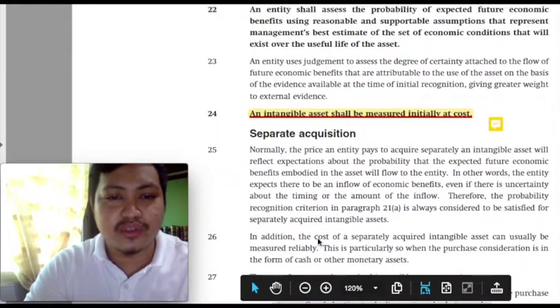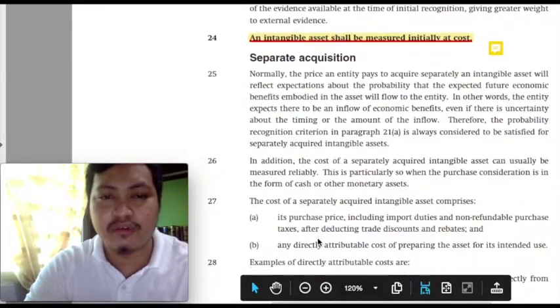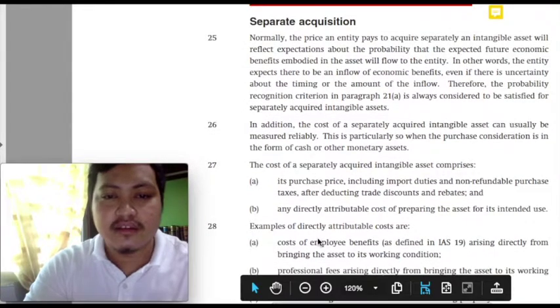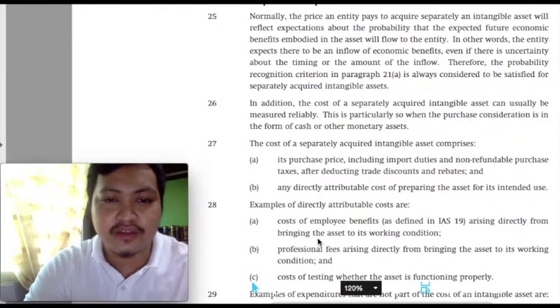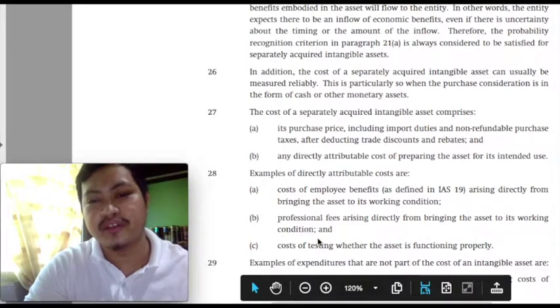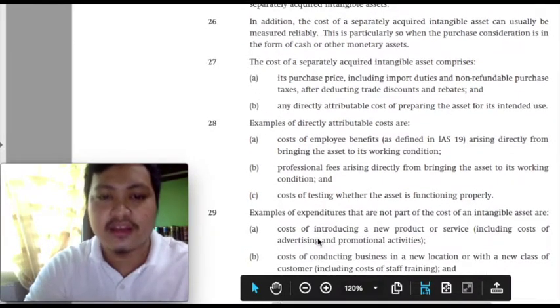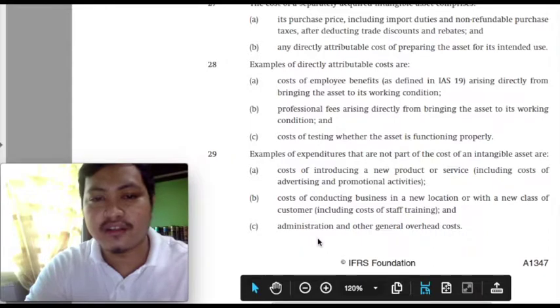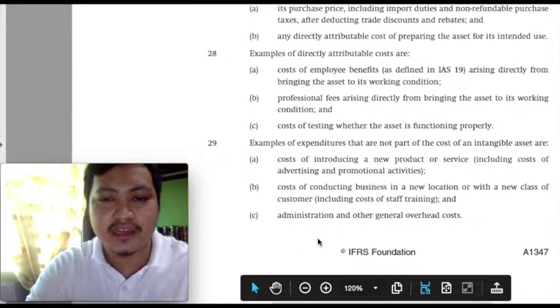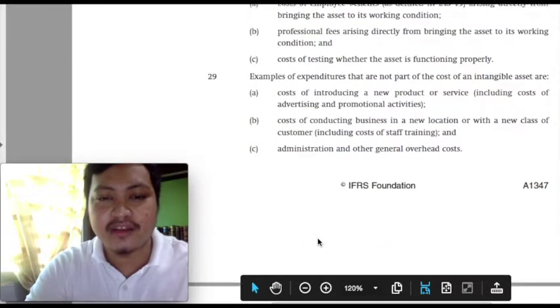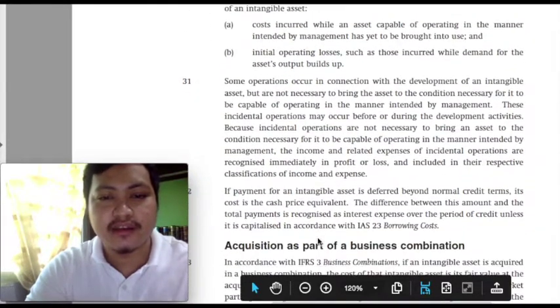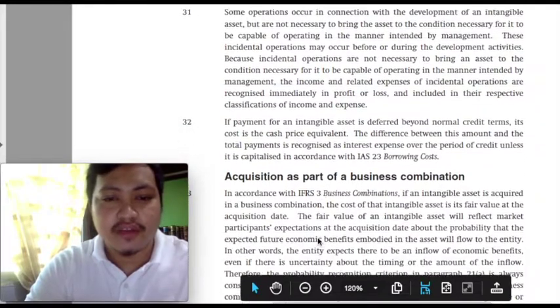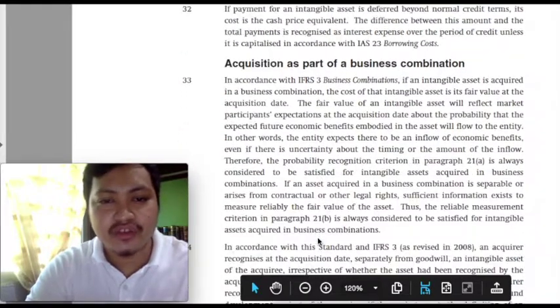As to the rules on separate acquisition, very similar to PAS 16. The purchase price and directly attributable cost, again similar. Even the examples of directly attributable costs are similar to PAS 16. And also costs that will not be capitalized, similar to PAS 16. So you would really see a lot of similarities between PAS 16 and PAS 38. Even an acquisition as part of a business combination would also be the same.